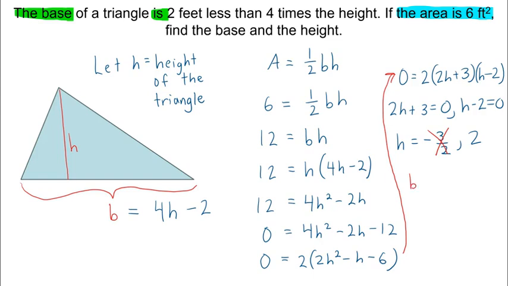Well, the base is equal to 4 times the height minus 2, which would be equal to 4 times 2, because the height is 2, minus 2, which is 8 minus 2, which is 6. So the height is 2 and the base is 6.